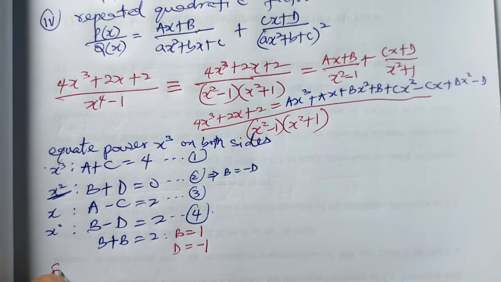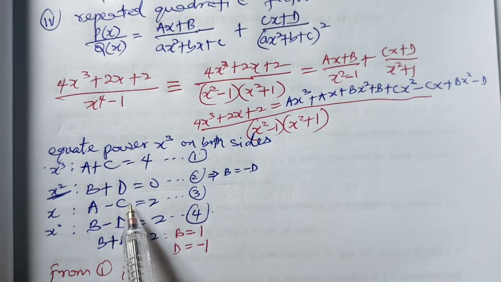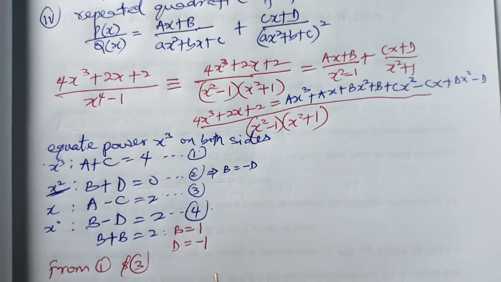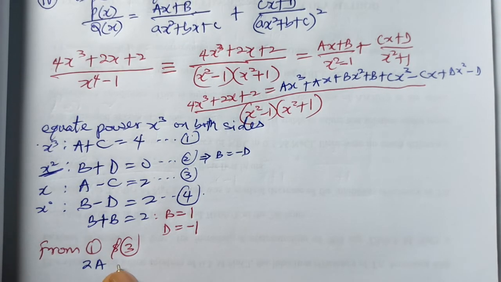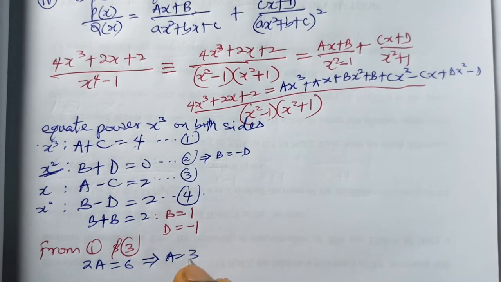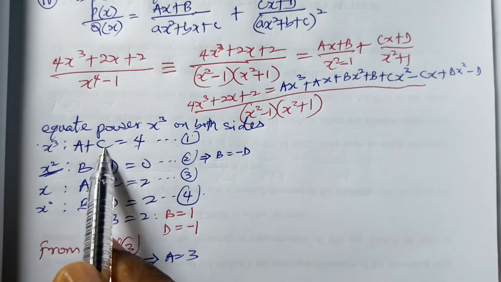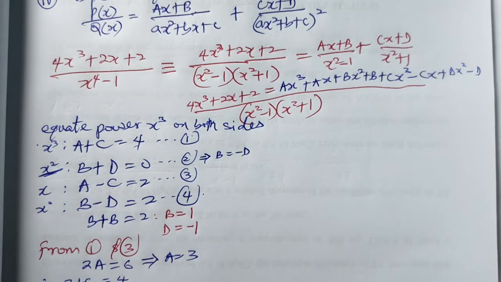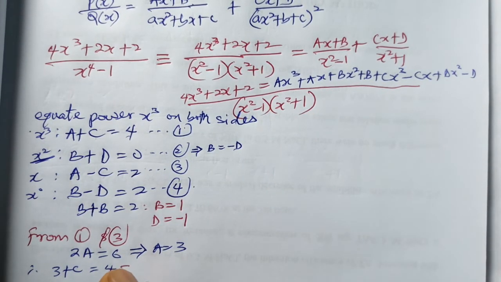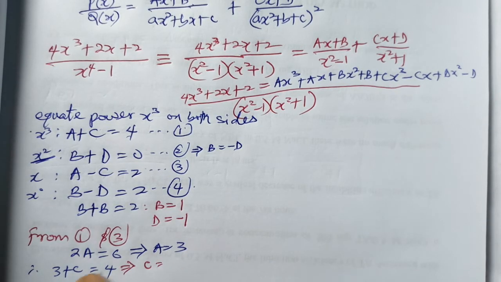From equations 1 and 3, we want to eliminate c. So we add these equations. If we add them, we get that 2a is equal to 6, 4 plus 2. This implies that a is equal to 3. We go back to equation 1 and say that therefore 3 plus c is equal to 4, which implies that c is equal to 4 minus 3, which is 1.